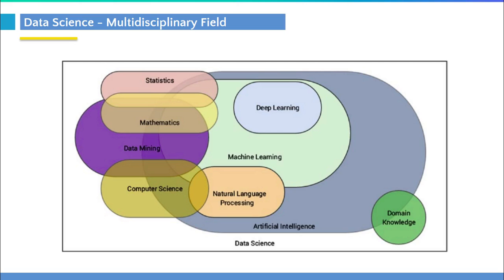There are some other fields as well, like computer science, statistics and mathematics, which we have already discussed, data mining as part of your data pre-processing, and natural language processing, where if it is unstructured data, especially text data, we have techniques and tools to process that data. And last but not the least, domain knowledge. Wherever you are working, whatever business you are thinking about applying data science to, we need to have some domain knowledge, some expertise on what we are working on.